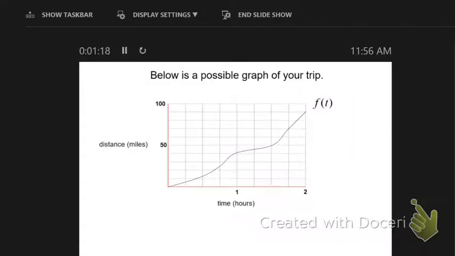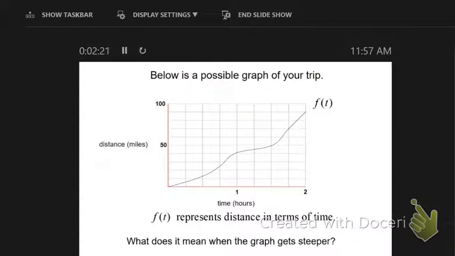If I were to give you a graph that looked like this, I want you to just look at it for a minute and figure out what it represents. So if this is a graph of a 2-hour trip, a distance of 100 miles, okay, then what's going on at the different parts of this graph? For example, maybe what's happening where the graph is steeper? How would you put that in words?